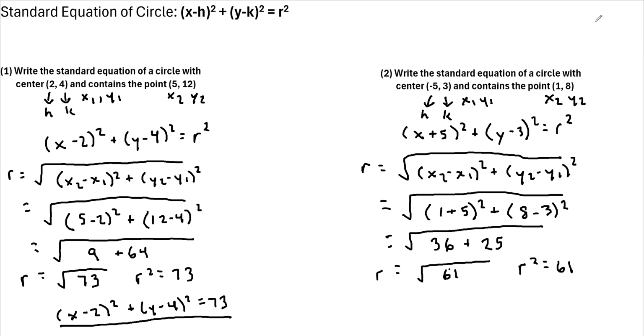Now we have all the values that we need to write the standard equation of the circle. We get (x + 5)² + (y - 3)² = 61. And that is going to be our final answer: (x + 5)² + (y - 3)² = 61.